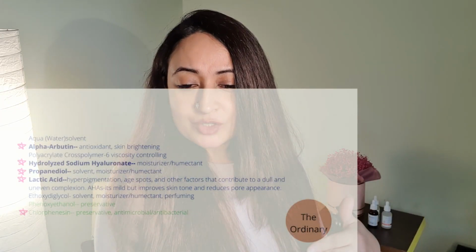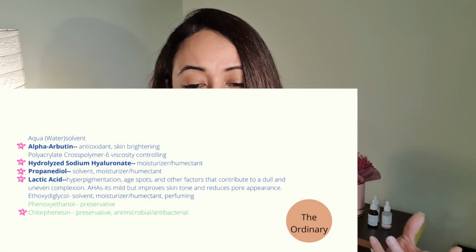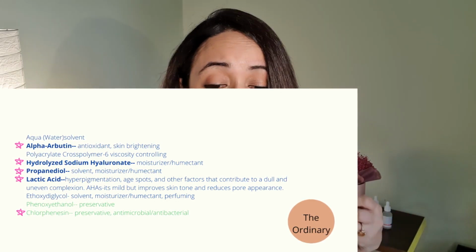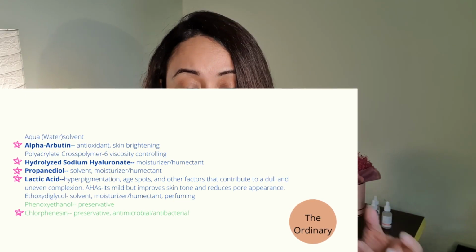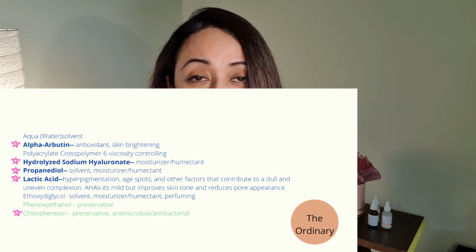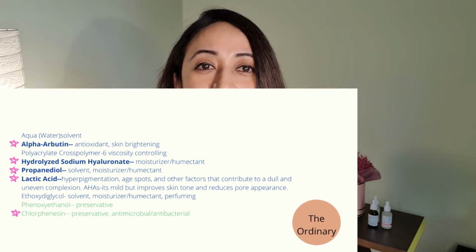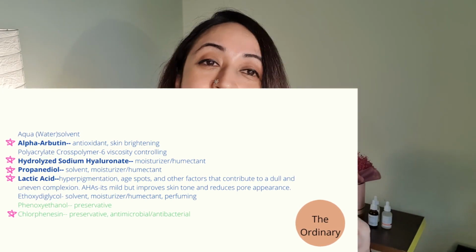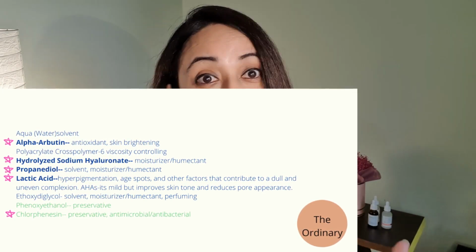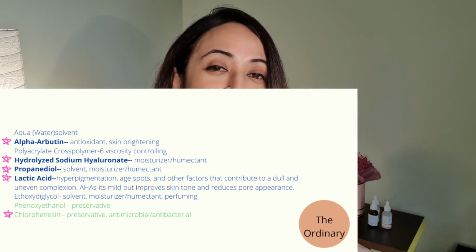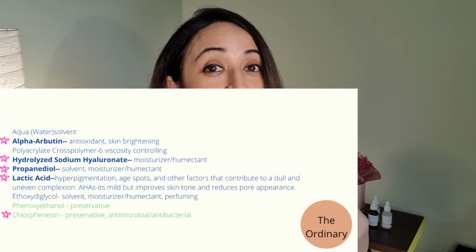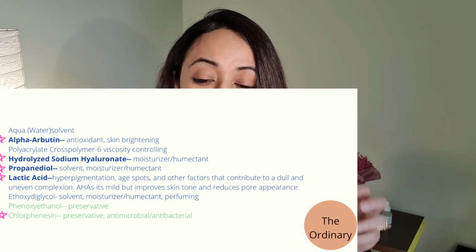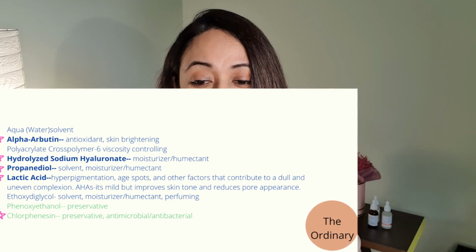If you see the ingredient list over here, you see it's got aqua, that's water, then it's got alpha arbutin, it's got hydrolyzed sodium hyaluronate, which is a great humectant, it's got propanediol, again a great humectant, and it's got lactic acid. Lactic acid is a great ingredient to have with this particular alpha arbutin because lactic acid in itself is an AHA, a mild AHA. So it gives you skin lightening, it gives you skin brightening, it's also able to work on your scars, and it's a humectant, it improves pore size. So it's a great combination to have with your alpha arbutin over here.